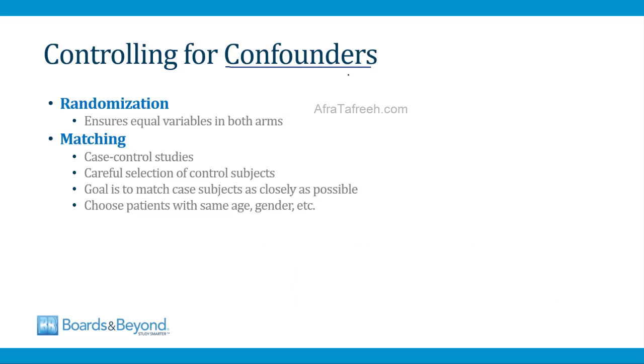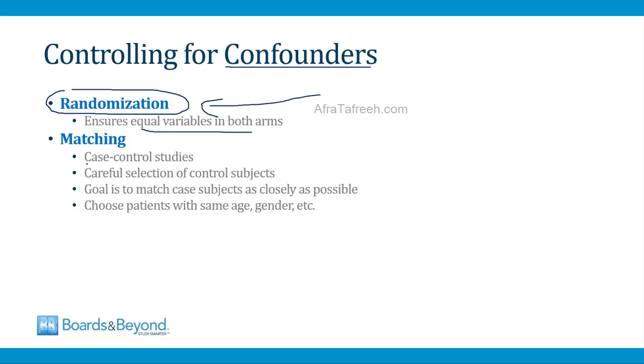If you're doing a clinical trial where patients are assigned to, for example, a drug or placebo, then you can randomly assign them to one group or another. And this should make sure that there are equal variables in both arms of the study. And I talk about this in more detail in the video on clinical trials.